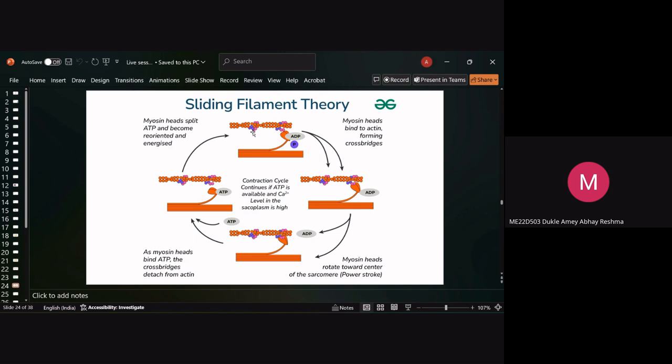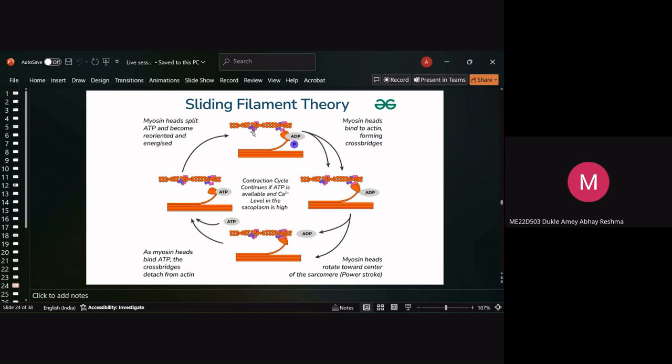This is how the model looks. Basically, it considers the muscle, which we know is a fibrous tissue, as a filament. And when we give a signal, the myosin head splits ATP, and it becomes reoriented and energized.